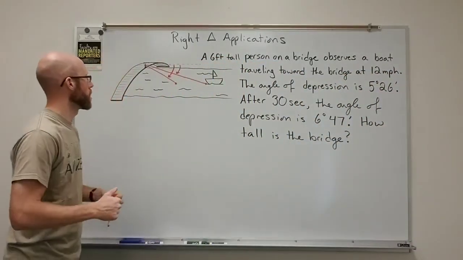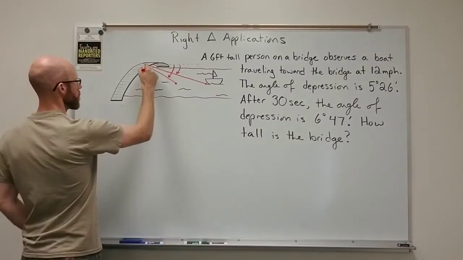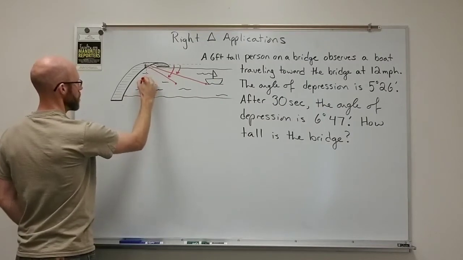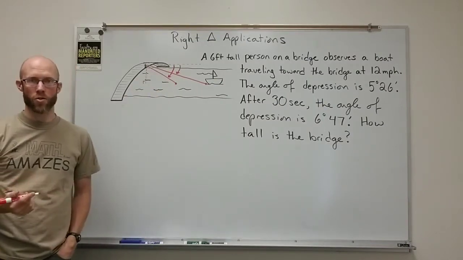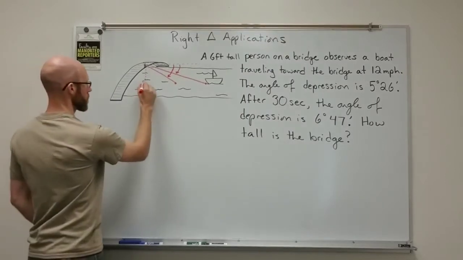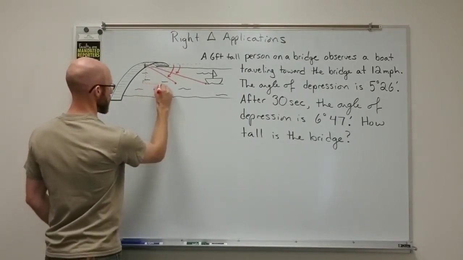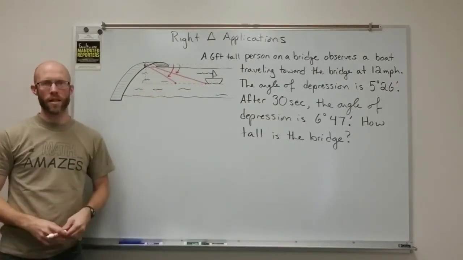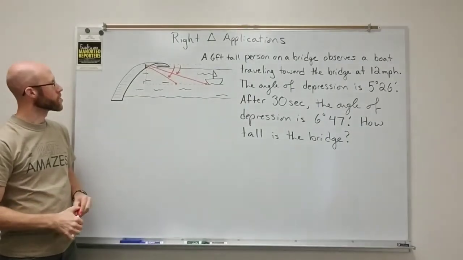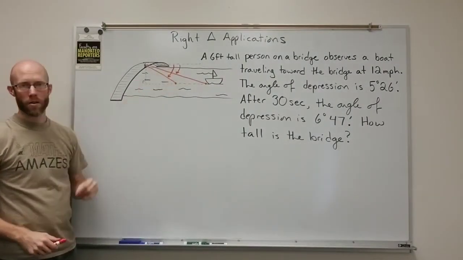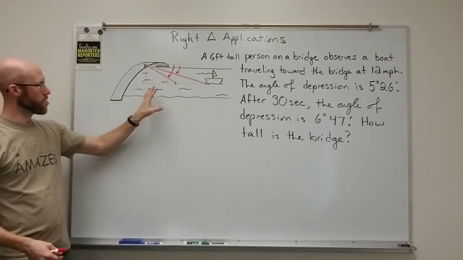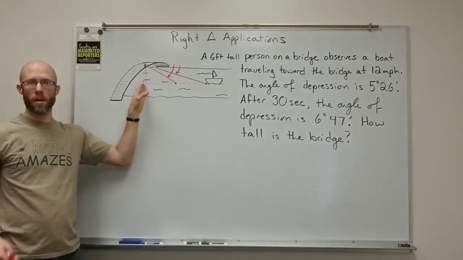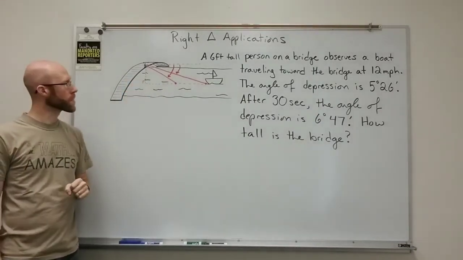And so if I drop down a perpendicular line here, the height of the bridge, that gives me right triangles. Hopefully you can see this on the diagram. I'm creating right triangles here. We have these two angles of depression. Currently, I don't know any of the angles of the triangles except for the right angle here at the base of the bridge, or beneath the bridge.